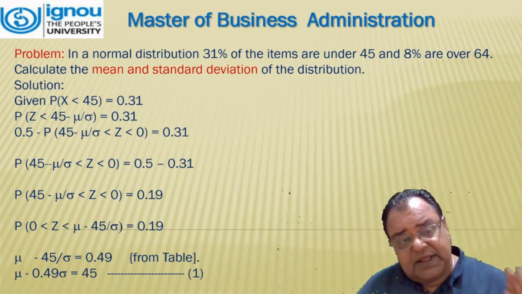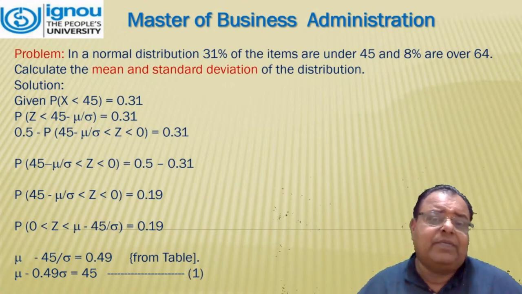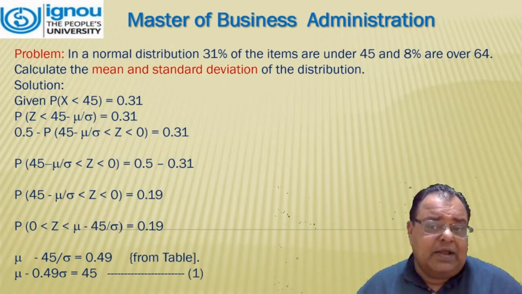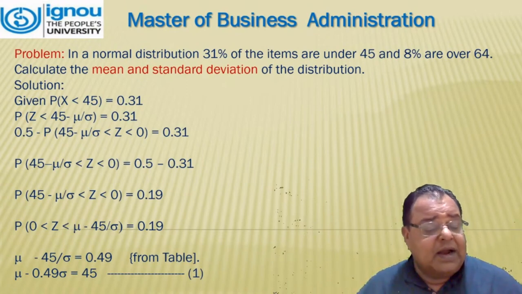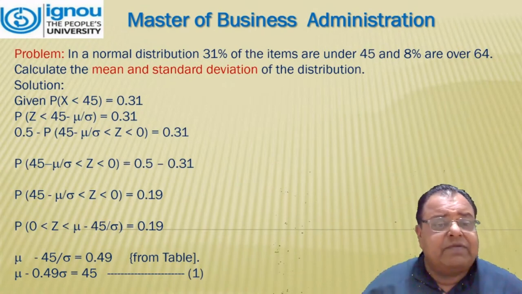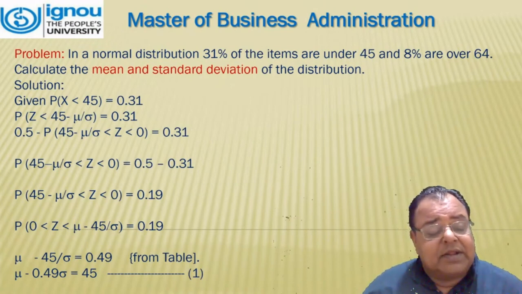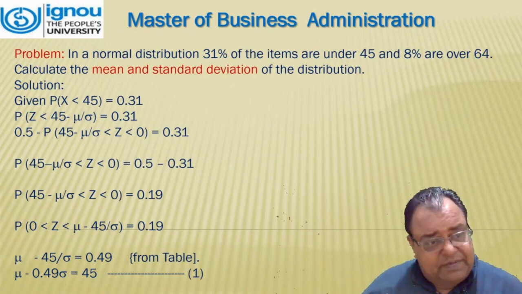How to convert the given information into a mathematical relation. First of all, 31% of the things are under 45. That means P(x < 45) is equal to, it is in percent, so we will be dividing this 31 by 100, which comes out to be 0.31.